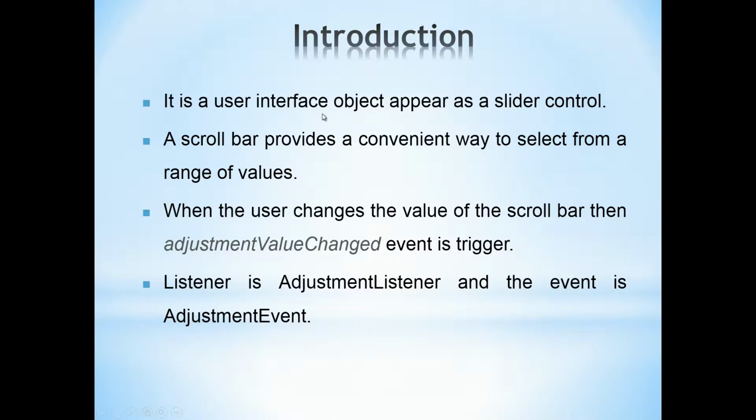It is a user interface object that appears as a slider control. A scroll bar provides a convenient way to select from a range of values, that is, minimum to maximum. It has an adjustment value changed event. That is, you have to write or override the method adjustmentValueChanged, and the listener is AdjustmentListener. It is a very simple control.